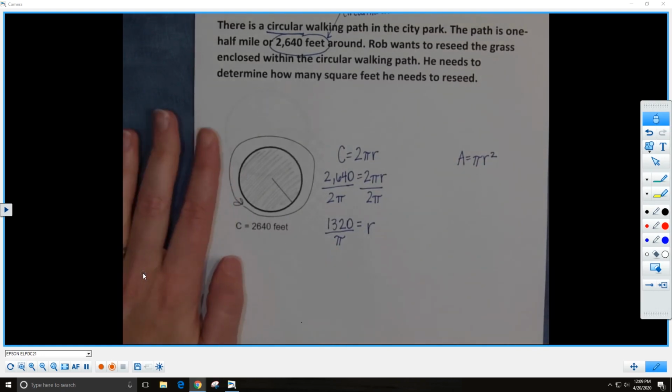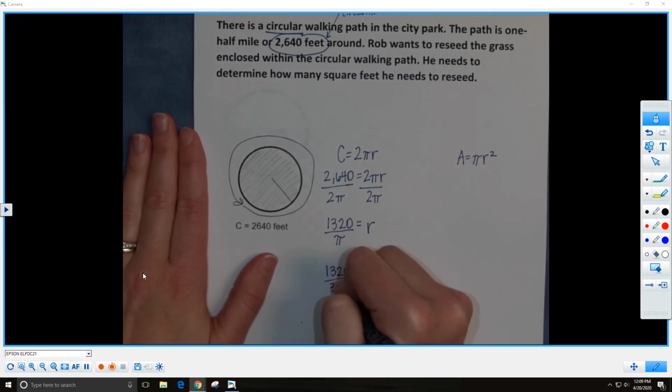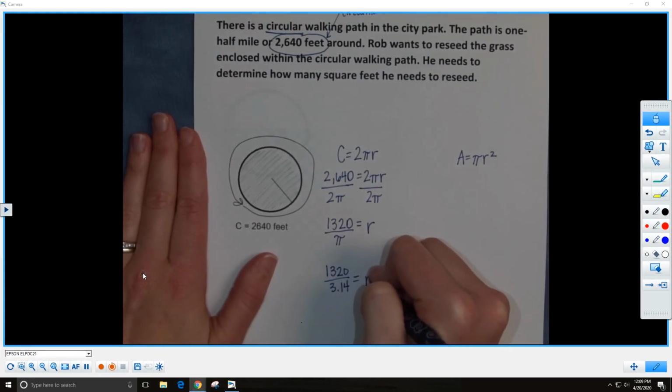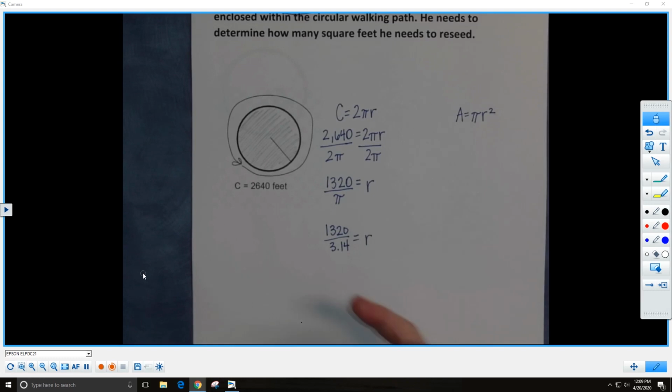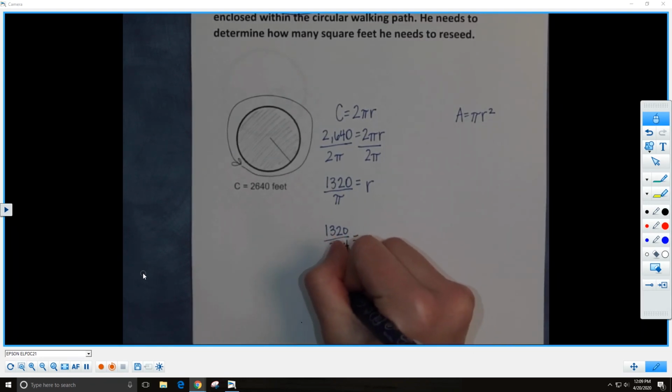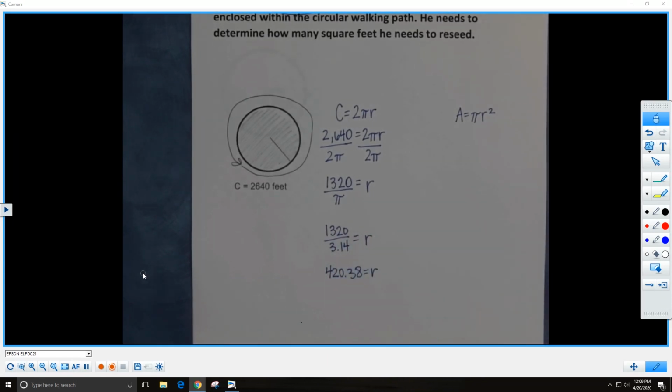Okay, to finish this one out, we know that we are using 3.14 as an approximation for pi. So we want to put that last piece into our calculator and simplify in order to determine what the radius is. So take a second and do that if you haven't already. Okay, so hopefully when you put this into your calculator, or if you did the division by hand, you got 420.38 as the radius.